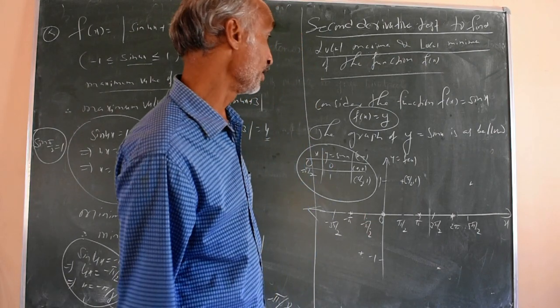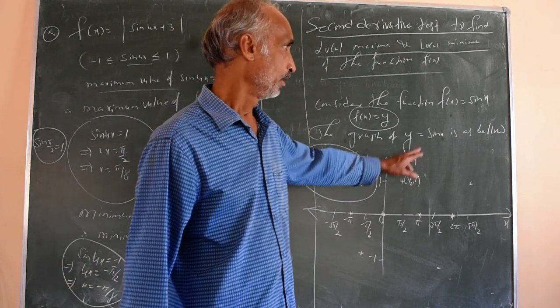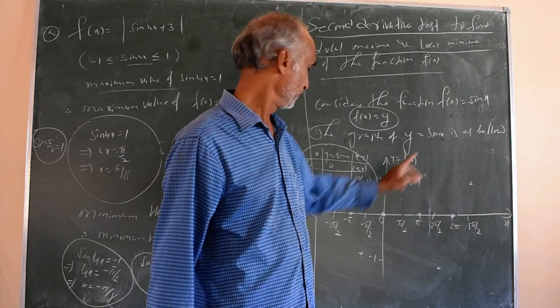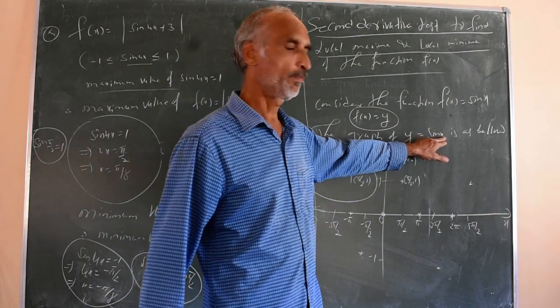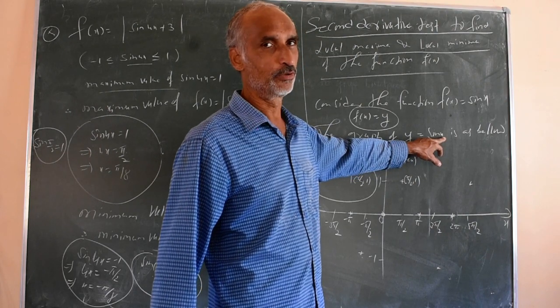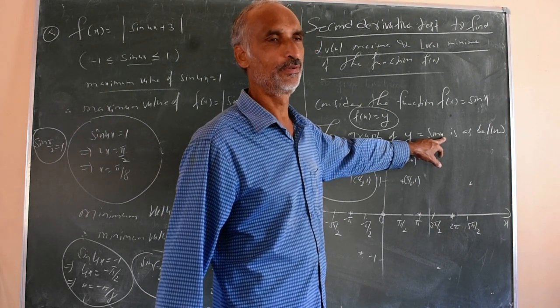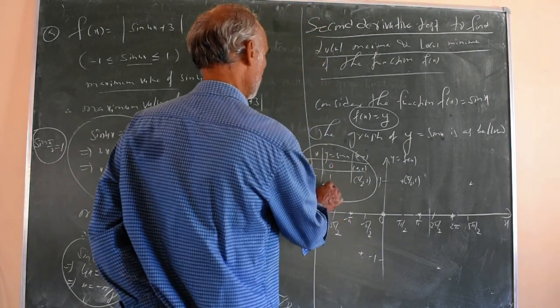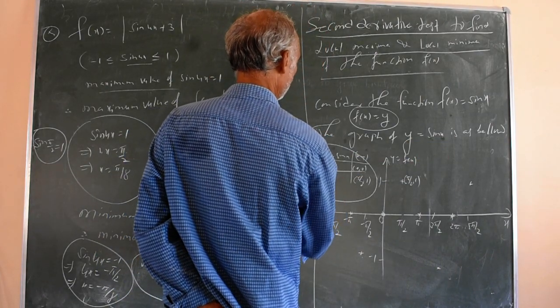When x is minus 3 pi by 2, what about y? Y is sine of minus 3 pi by 2, which is minus sine 3 pi by 2. Sine 3 pi by 2 is minus 1, and minus of minus 1 is plus 1. Here comes the point.